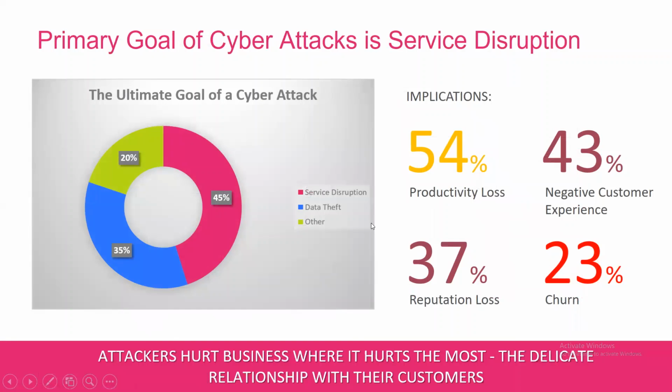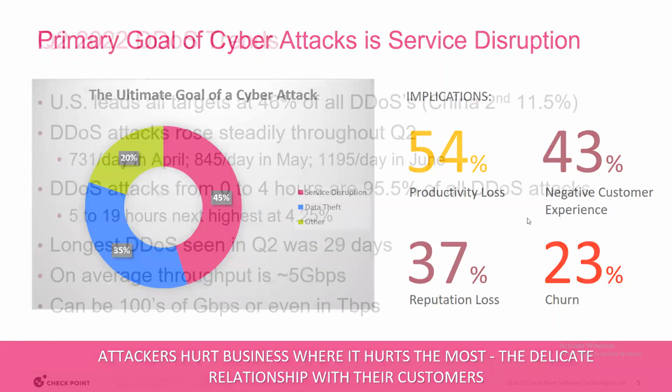The primary goal of all cyber attacks is a service disruption, right? And you can see there's productivity loss, negative customer experience, reputation loss, a lot of things we understand. I left this slide in here for the thing at the bottom. A DDoS attack, perhaps more than, let's say, a ransomware attack, is specifically your attackers hurting your business where it hurts the most, which is your delicate relationship with your customers, right? Having lost time is both lost revenue, but also customers getting annoyed or upset with your service.